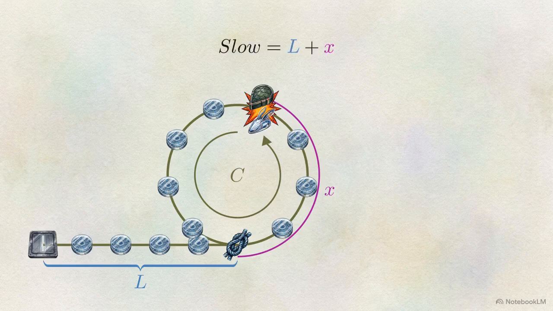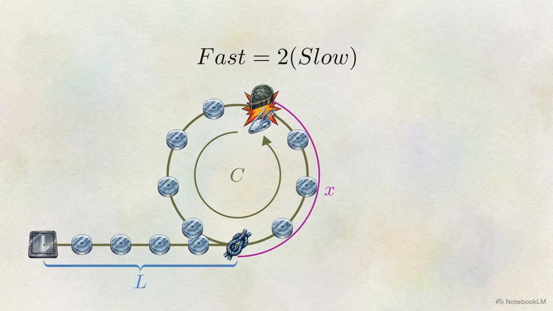At the moment of impact, the slow pointer traveled down the initial runway, L, and walked into the loop until it reached the crash site, x. Its total distance is L plus x. The fast pointer traveled that exact same path, L plus x, but because it moves quicker, it completed an unknown number of full cycles, represented by n times c, before the collision. We know the fast pointer travels exactly twice the speed of the slow pointer, meaning it covered exactly twice the total distance. You can pause the video here to set up an algebraic equation and attempt to solve for L.